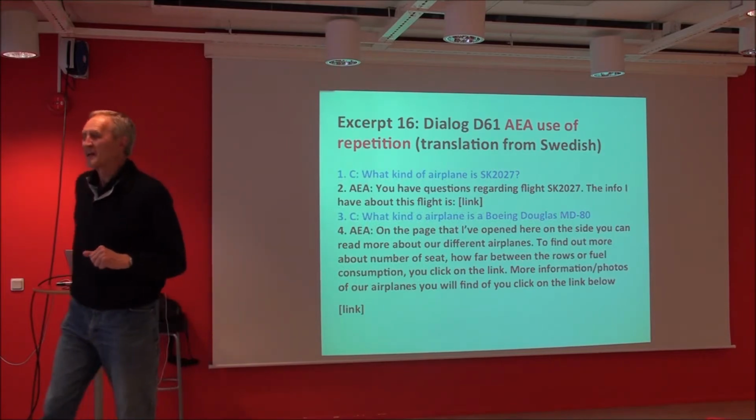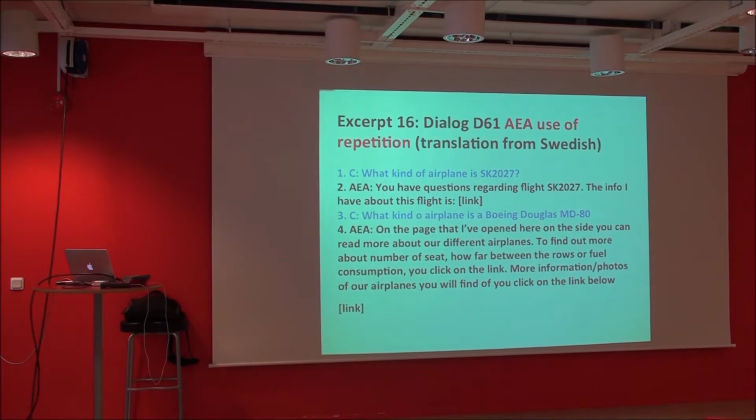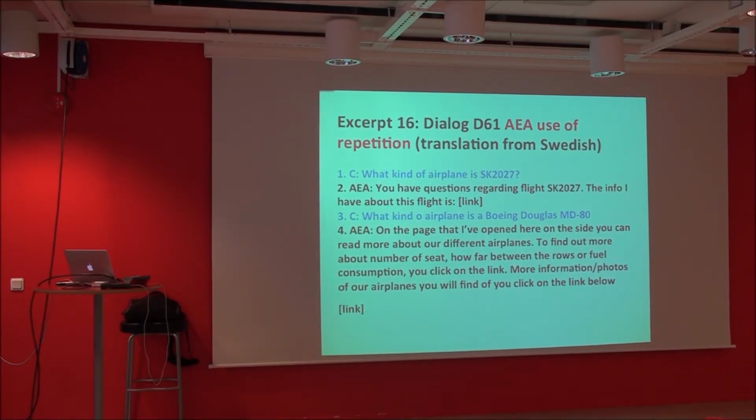This is less sophisticated. Here they have, what kind of aeroplane is SK2027? And now the agent says, you have questions regarding flight SK2027. The information I have about this flight is. So what are they doing here? It takes SK2027 as a keyword. And here it's not even a list of equivalences. Here it's the exact same term, right? And it's repeated. So if you repeat the exact same term, then of course you have a kind of guarantee that you're talking about the same thing. That's a more primitive technique than the one we saw just before, where they at least had two terms which were synonyms.